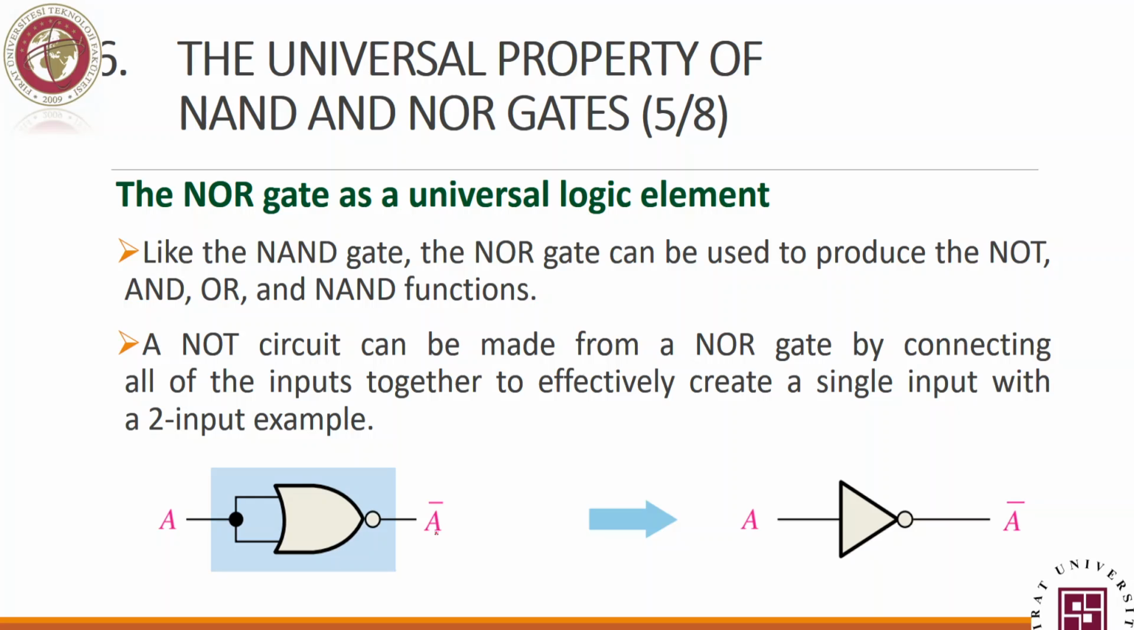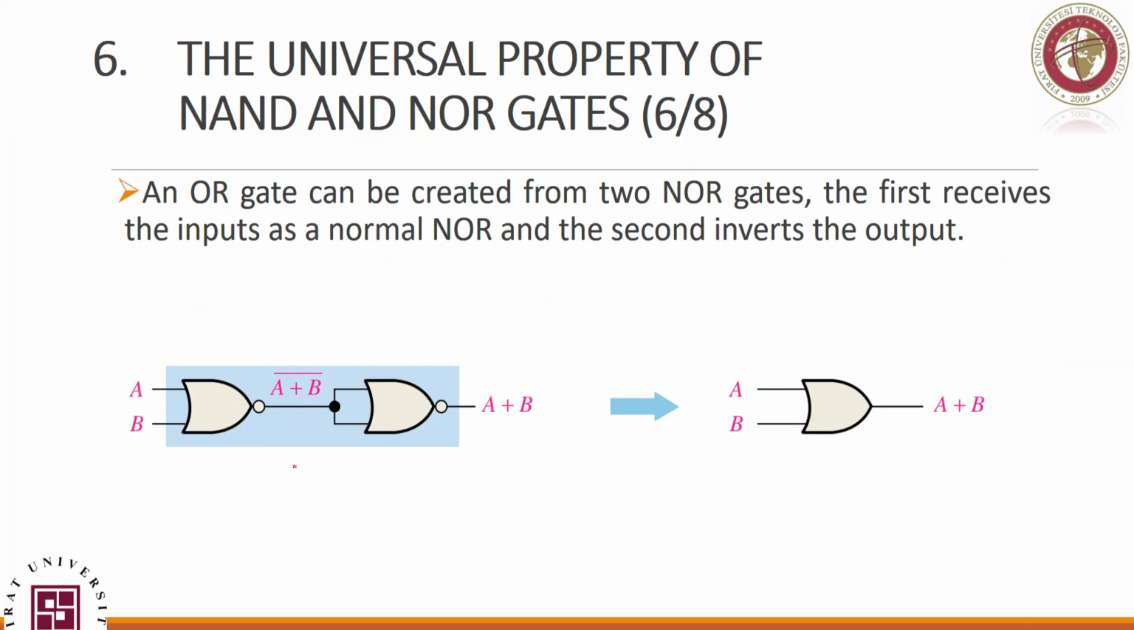Take the inversion, NOR or not A. Okay? That's the NOT gate using NOR. How about OR? Take the two variables, take the NOR output, then negate that output. Okay? That's it. It will take you back to OR gate.